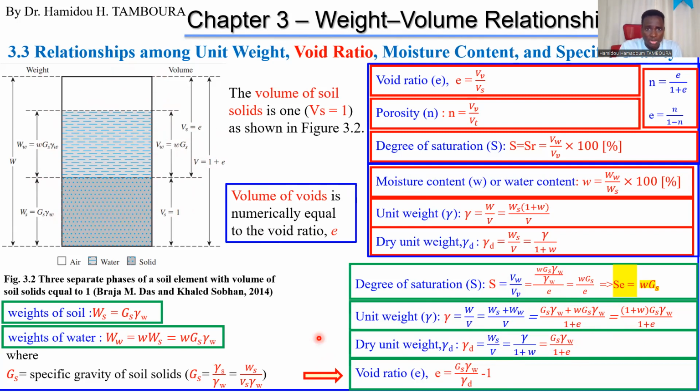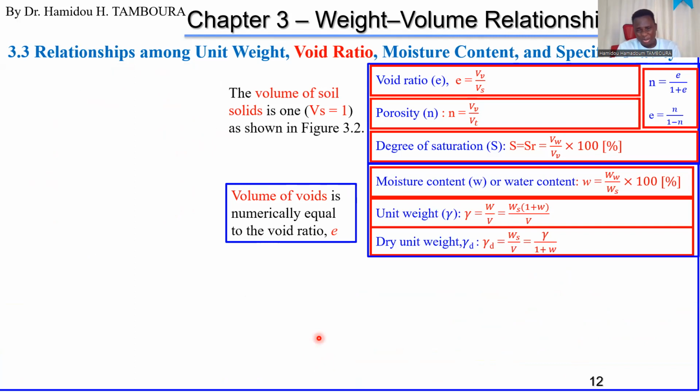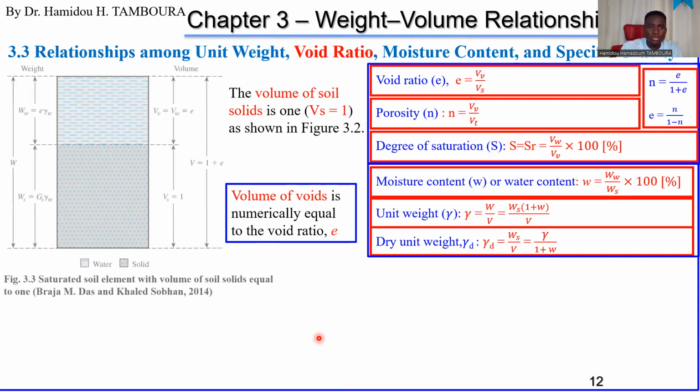Okay, let's continue to the next step. We will do the same thing, except that in this case, we will consider that there is no void. There is no air. Our soil is saturated. It's full. The water is full. As you see here, we have only two phases, the solid phase and the liquid phase. No air, no gas phase.